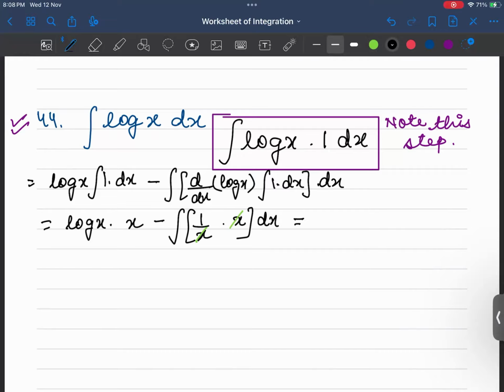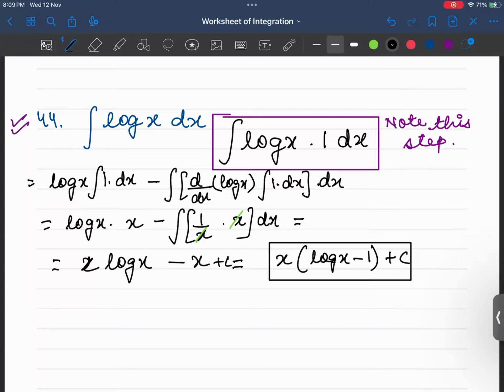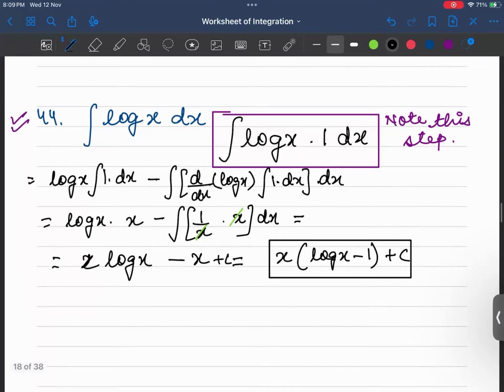Using x log x minus the integral of 1 dx, that means 1. The integration of 1 would be x. I can leave the answer like this, or I can write x as common, then x(log x minus 1) plus c. Plus c would always be there. Then this would be your answer. I think it's clear to all and easy also. Right? Let's come to the next one.